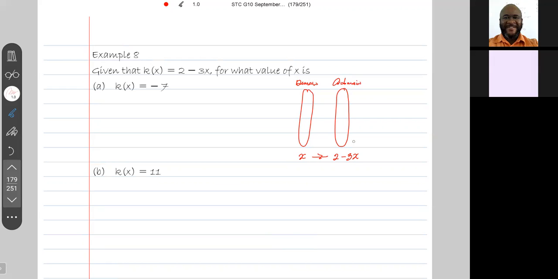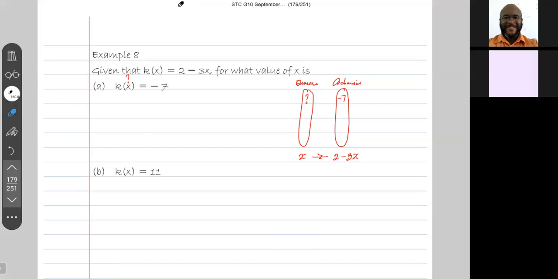And here's what they're asking. What value of x over here is going to cause over here to be minus 7? That is what they're asking. So they're not asking you to find k of minus 7. What they're asking is which value of x is going to cause k of x to be equal to minus 7. In other words, what value must go here for k of x to be equal to minus 7?